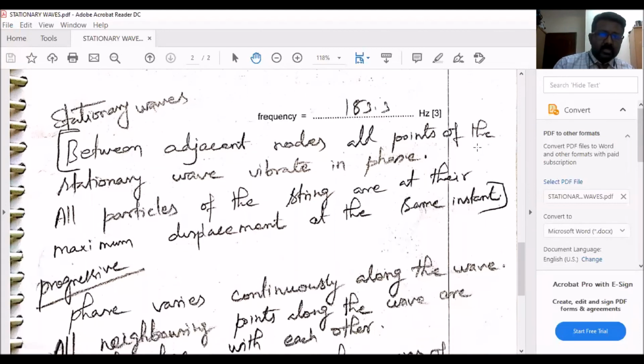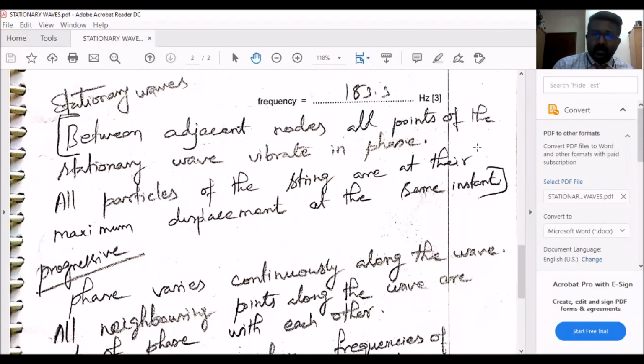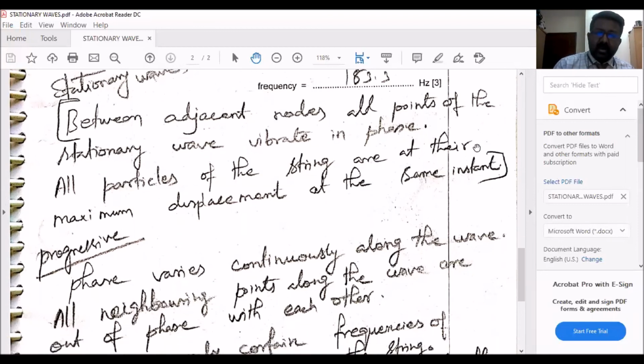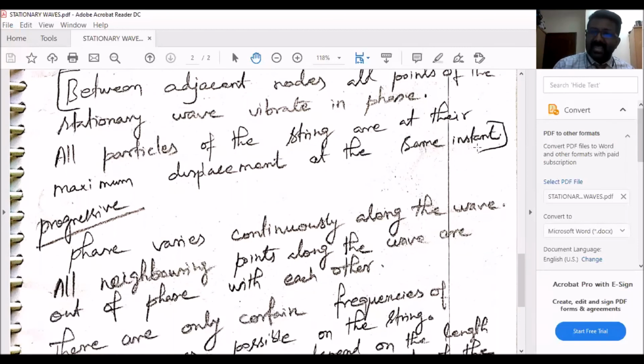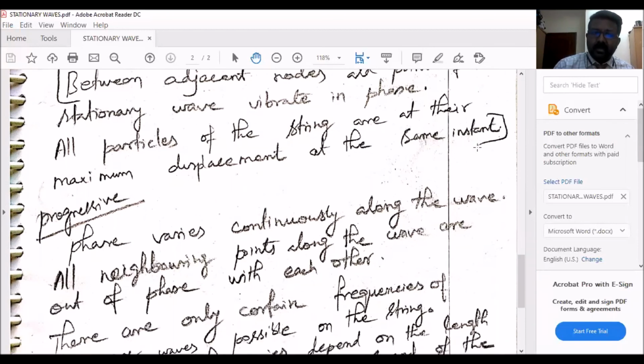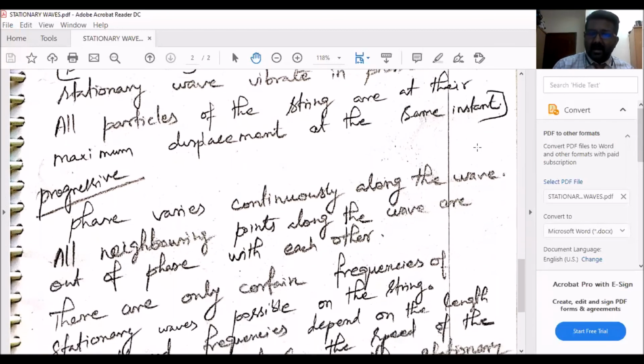It is also important to note some of the differences between stationary waves and a progressive wave. Between adjacent nodes, all points of the stationary wave vibrate in phase. All particles of the string are at their maximum displacement at the same instant. This is for a stationary wave. For a progressive wave, the phase varies continuously along the wave. All neighboring points along the wave are out of phase with each other.